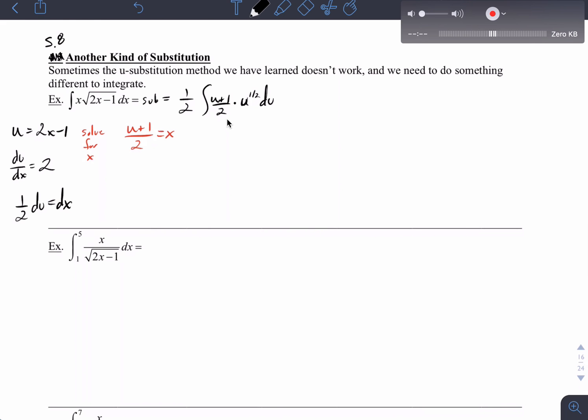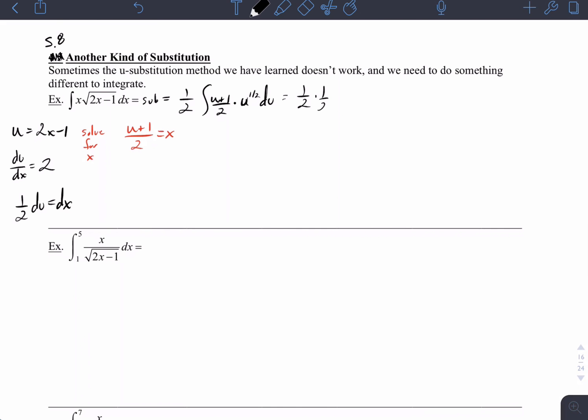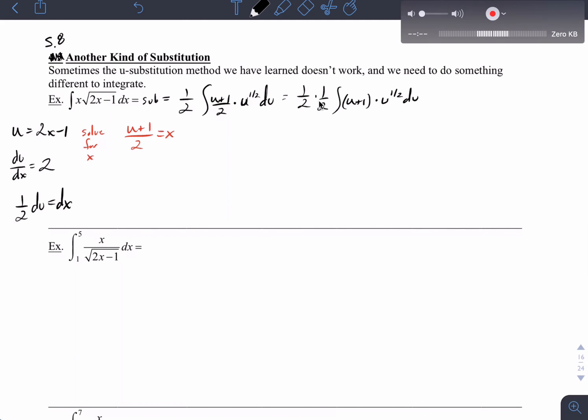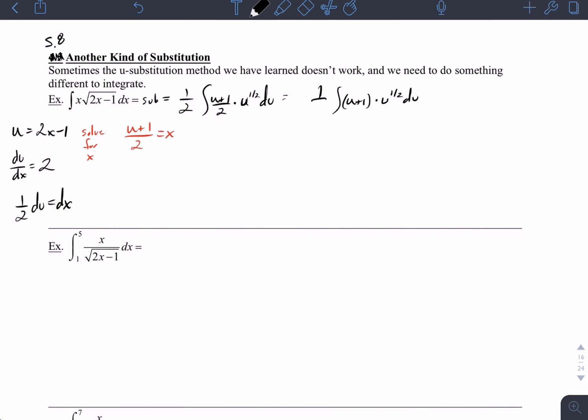So now we can simplify this a little bit more. See how this is being divided by 2, and then it's times u to this? Well, that's the same thing as times 1/2. So I'm going to bring that 1/2 out to pair with this 1/2. So this becomes 1/2 times 1/2 integral of u plus 1 times u to the 1/2 power du. And we can see that this 1/2 and 1/2 ultimately become 1/4.